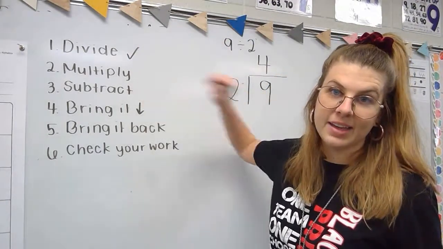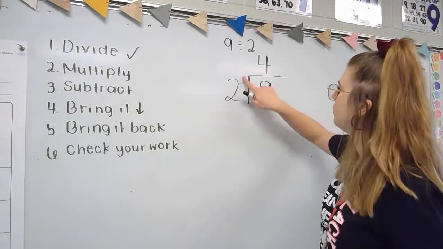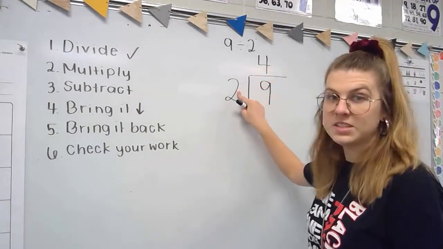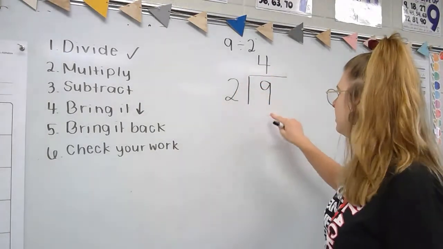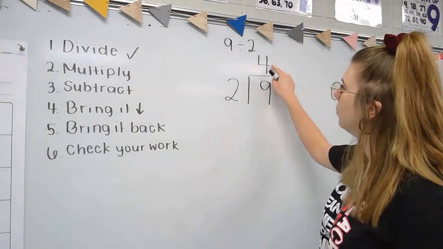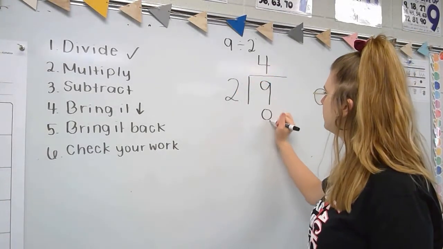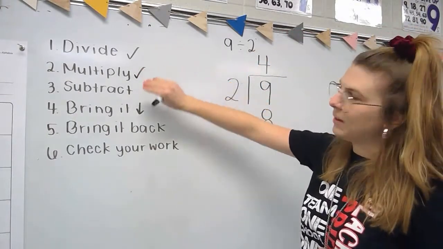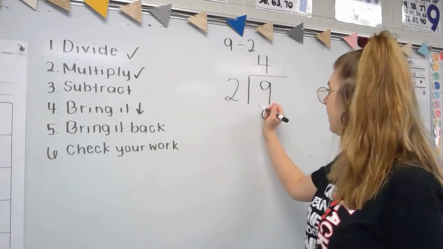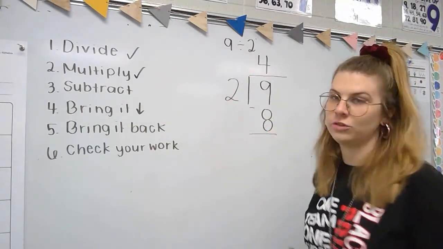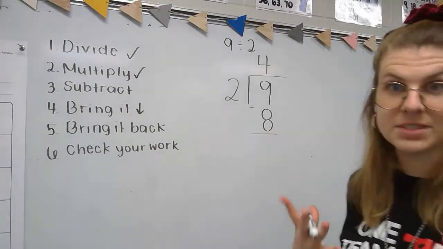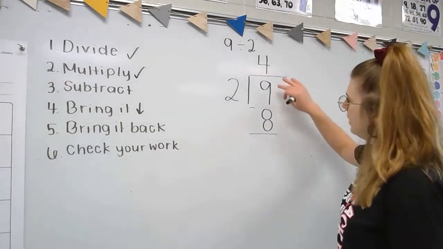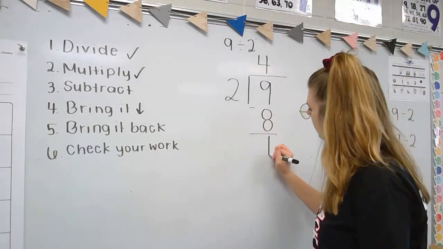Divide, multiply is next in our chant. When I multiply, I'm going to take the top number, I'm going to multiply it with the divisor, and I'll put that product underneath the number 9. 4 times 2 equals 8. Divide, multiply, and subtract. My next step is to subtract these 2 numbers. And as I'm doing these steps, you're doing the same steps on whatever note-taking device you got going on. 9 take away 8 is 1.